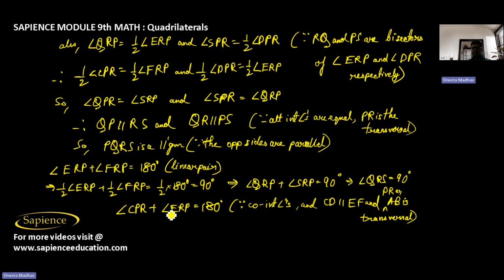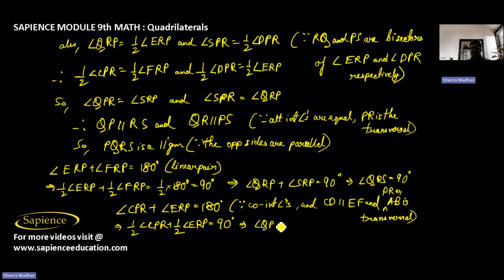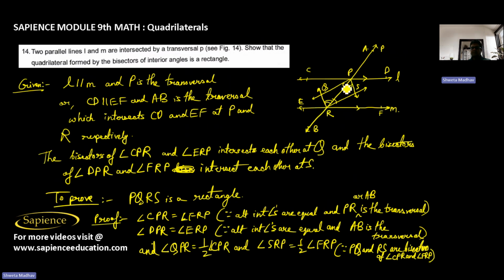So the sum of half of them will be 90 degrees. So half of angle CPR plus half of angle ERP is equal to 90 degrees. Half of angle CPR is QPR, so angle QPR plus angle QRP is equal to 90 degrees.